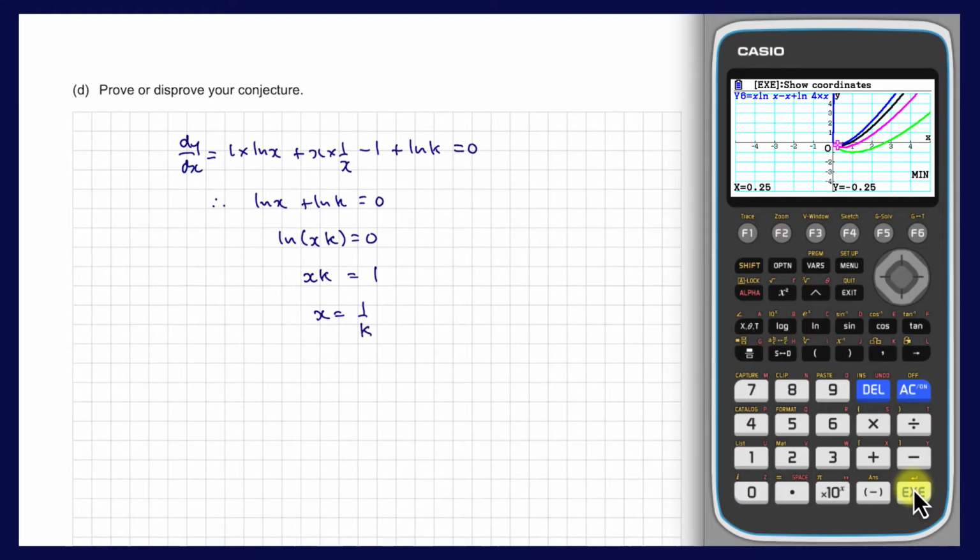Now I need the y-coordinate. The y-coordinate using the original function will be 1 on k times ln 1 on k minus 1 on k plus ln k times 1 on k. So time for a little cleaning up here. 1 on k times ln k to the minus 1.